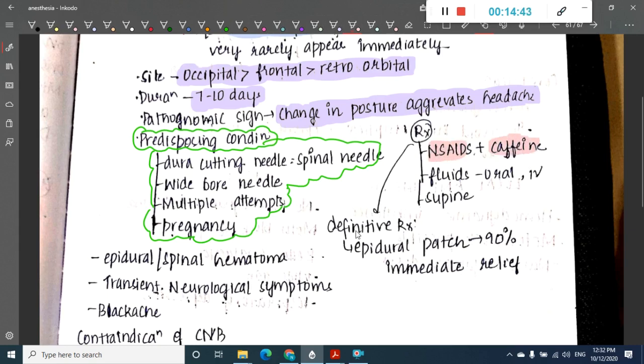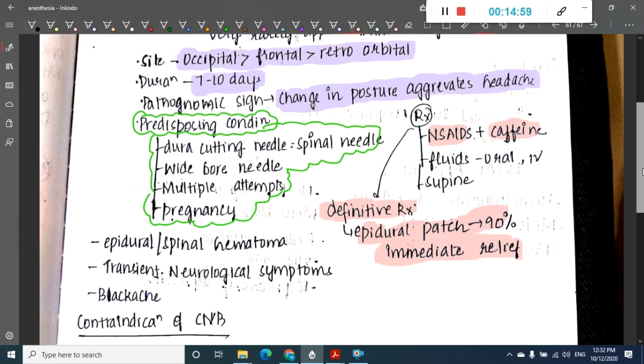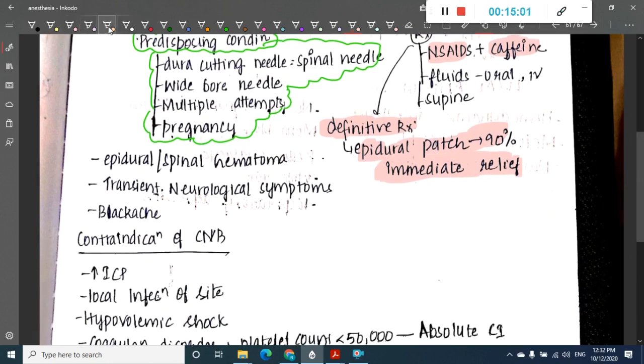For the treatment, you can use either caffeine or NSAIDs. The definitive treatment, if you are asked, is the epidural blood patch, which produces 90% immediate relief. But we won't do an epidural patch for many patients. For most cases we give NSAIDs and caffeine, and this will resolve the condition. The other side effects include epidural or spinal hematoma. Transient neurological symptoms are associated with spinal anesthesia, and backache is also seen in these patients.